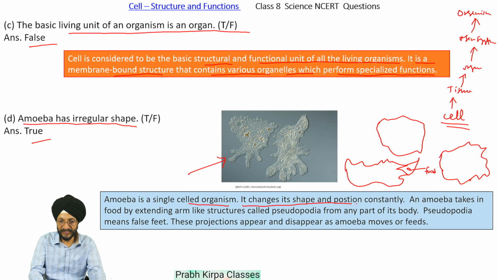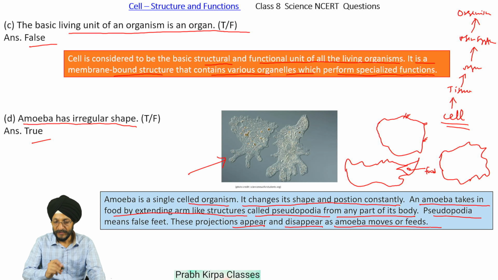It changes its shape and position constantly. Amoeba takes in food by extending arm-like false feet, called pseudopodia, from any part of its body. It may draw its false feet from here, or from here, or any part of the body. Pseudopodia means false feet. These projections appear and disappear as the amoeba moves or feeds.